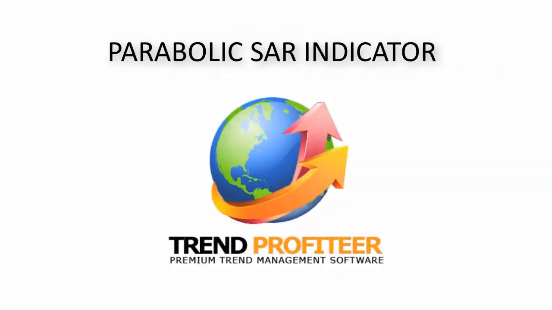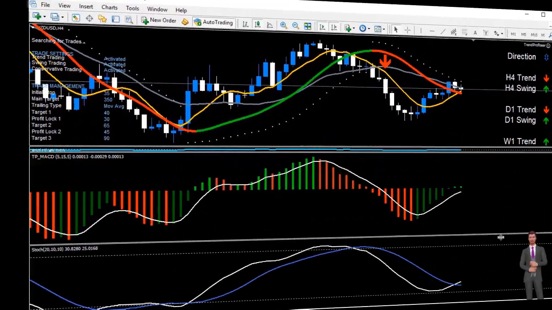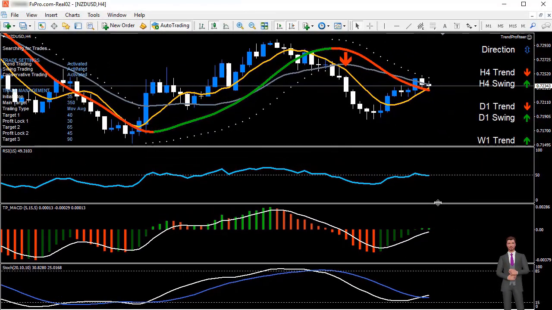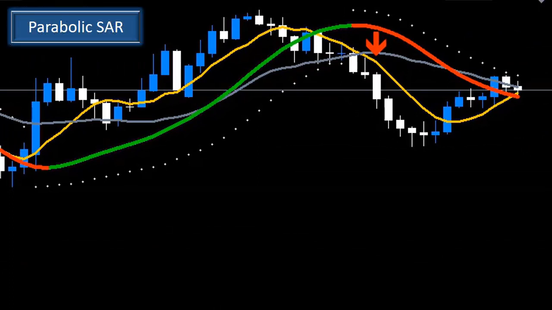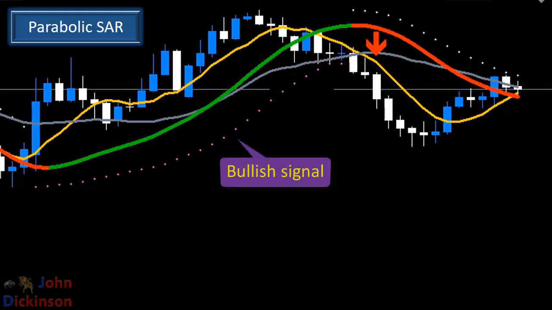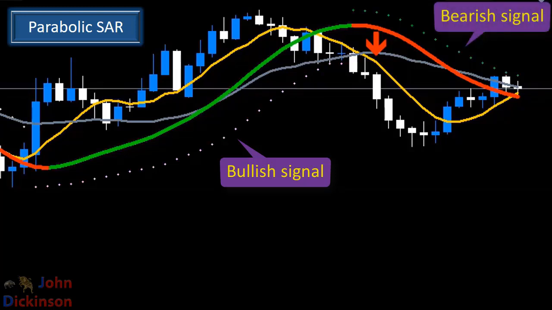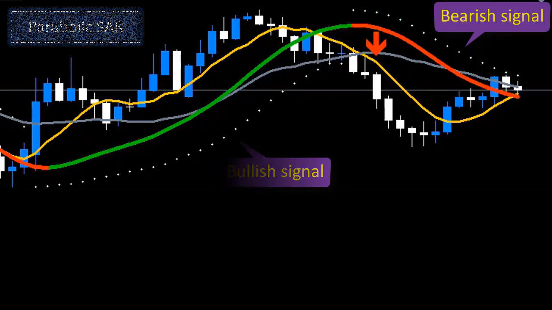Parabolic SAR indicator. The Parabolic SAR, also known as the Stop and Reversal System or SAR, by Welles Wilder, is a trading indicator that was devised to find potential reversals in the market price direction. A dot placed below the price is a bullish signal suggesting momentum will remain in an upward direction. A dot placed above the price is a bearish signal suggesting momentum will remain in a downward direction.